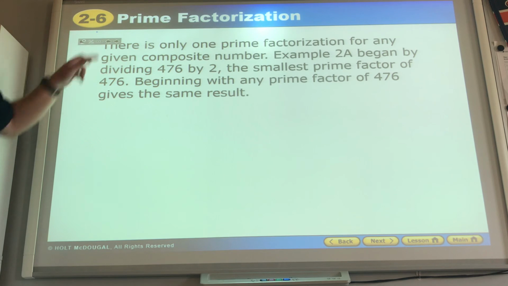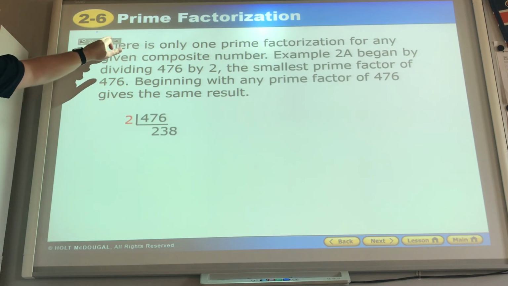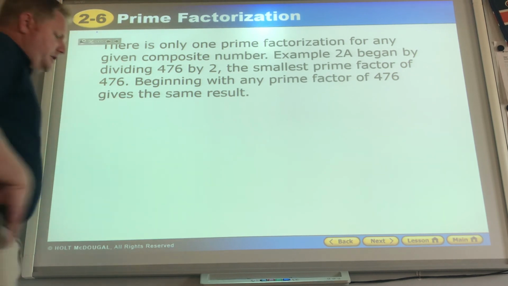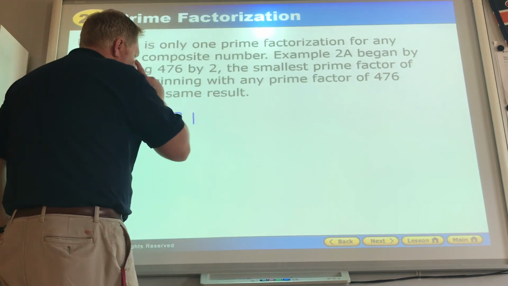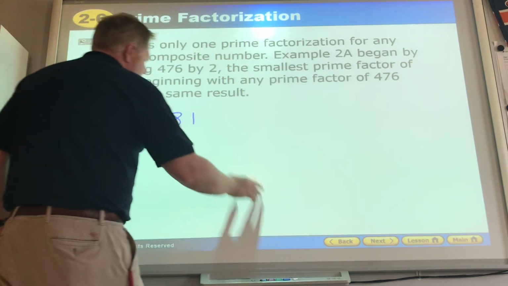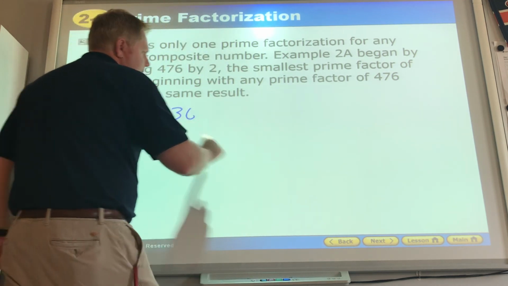Now, there's only one prime factorization for a given composite number. Every one only has one. All right? 476 divided by 2, the smallest one. And then they began dividing by 2. If we do it a different way, we will come up with the same answer. I don't like 476 because it's just too big of a number. So let's use 81. No, let's use 36.